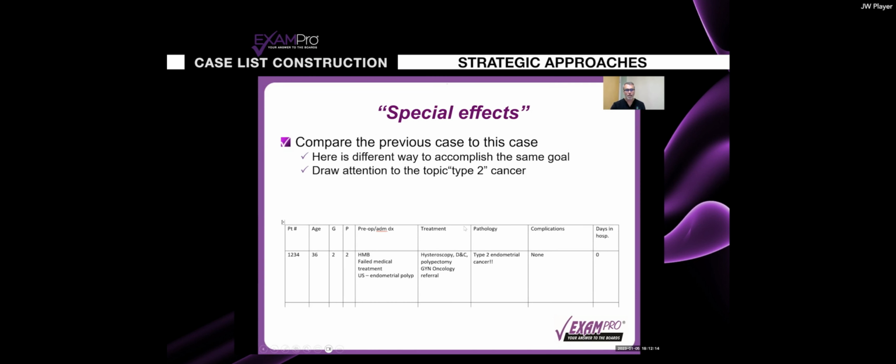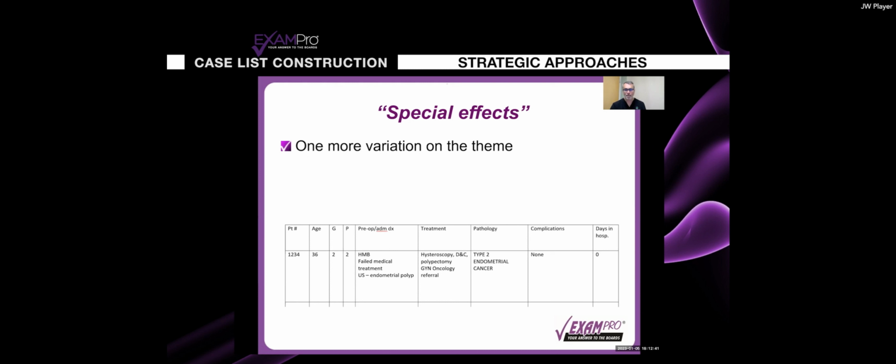Then let's look at this one. It's the exact same case as I just showed you, but instead of bolding the pathology, 2 exclamation points have been added. Okay, I see that, I get it. To me, it says, I wasn't expecting this, and I think it's interesting. And the whole point of a special effect is to draw the examiner's attention to that particular piece of information and hopefully generate questions about it. Let me go to the next slide.